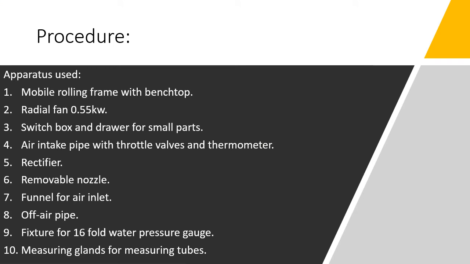Procedure. Apparatus used: a mobile rolling frame with a bench top, a radial fan 0.55 kilowatts, switch box and drawer for small parts, air intake pipe with throttle valves and thermometer, a rectifier, removable nozzle, funnel for air inlet, off-air pipe, fixture for 16-fold water pressure gauge, measuring glands for measuring tubes. Steps to follow. Step 1.